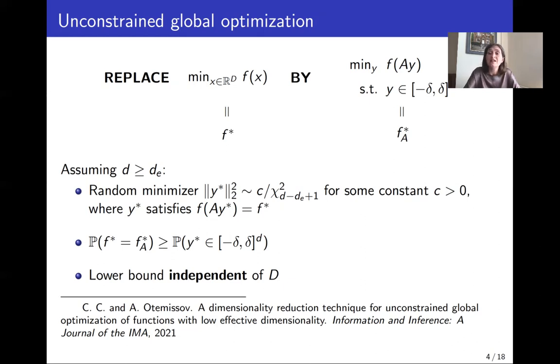So indeed, reducing to this optimization question in the Y space can be done, and it only depends on the effective dimension, dE, and on the dimension of the random embedding little d. So this would be very efficient in terms of scalability of these methods.